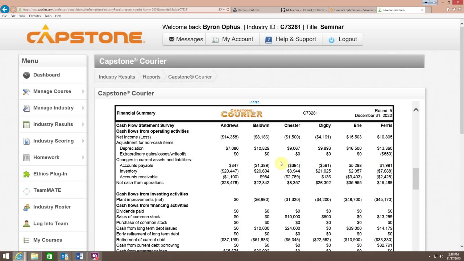Cash flow I like to look at, again, go through it kind of slow. You might see some big changes in inventory, those types of things. We see teams that reduced inventory, and that's why it was a positive to the cash flow. Baldwin, big time. Erie, some of the other ones reduced inventory quite a bit. Plant improvements, wow, look at that. So in spite of the fact that Erie apparently did pretty well this round in profit, they still invested nearly $50 million in plant improvements.